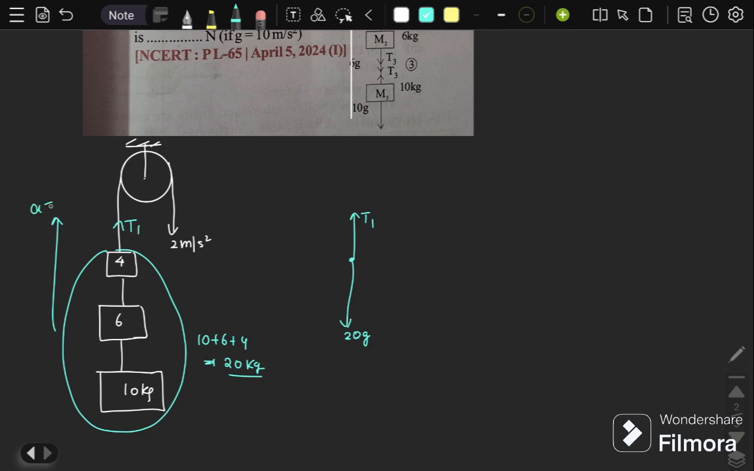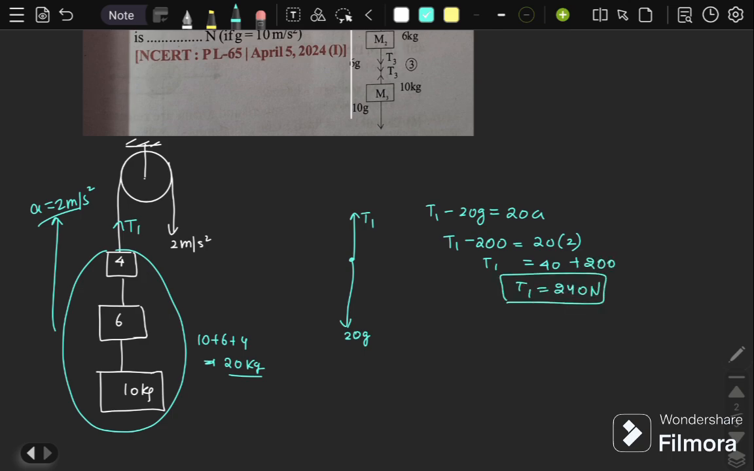Since the net acceleration is in the upward direction, 2 meter per second square, I can write the equation as T1 minus 20 g is equal to 20 into acceleration. So T1 minus 200 is equal to 20 into 2, which is 40. So T1 is equal to 200 plus 40. So T1 comes out to be 240 Newton. This is an easy way to solve the question.